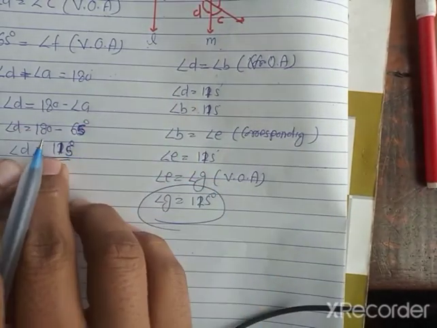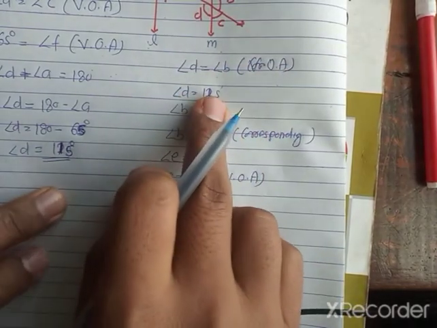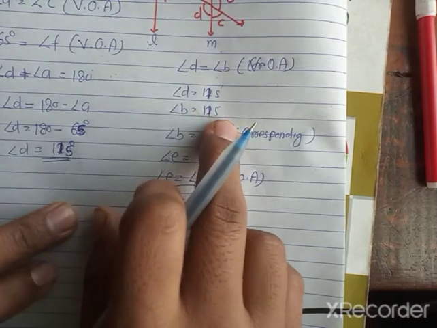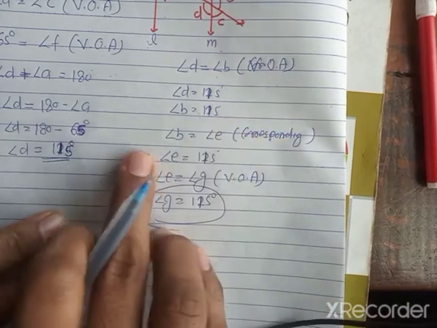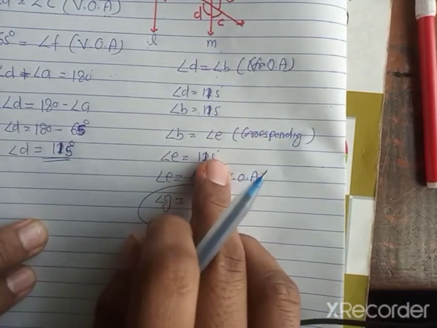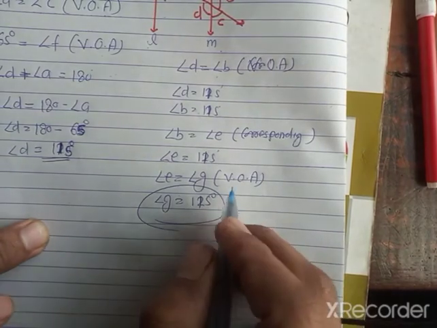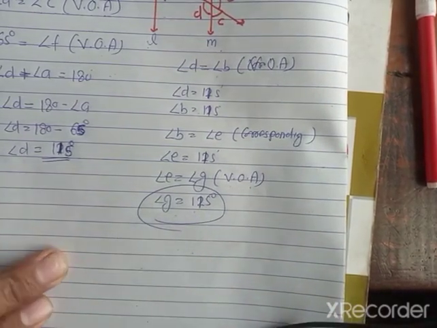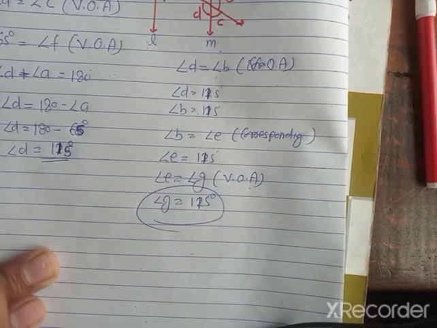So angle D is equal to angle B by vertically opposite angles. Angle D is 115 degrees, angle B is also 115 degrees, and angle B is equal to angle E by corresponding angles. Then angle E is 115 degrees, and angle E is equal to angle G by vertically opposite angles. So angle G is 115 degrees. This is the solution of question number 10.